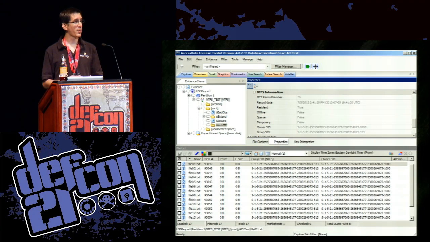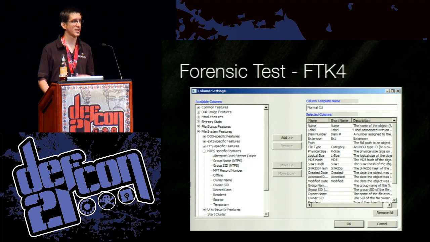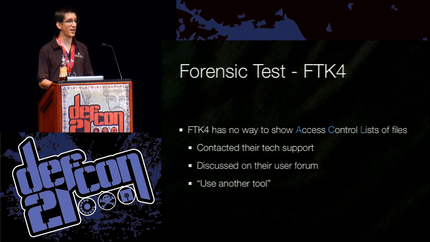So I started hunting and pecking all throughout the program, looking for where I could see the security permissions on the files listed in FTK. FTK lists a lot of different fields within NTFS that you're able to view. None of these are the access control lists. So I found that FTK4 has no way to show what permissions were set on a file. I contacted their tech support and discussed the issue with them, and they assured me that there was no way. I discussed it on their user forum, asking if anybody knew of a way to see which users had permissions on the files being analyzed in FTK4, and the consensus was to use another tool. So FTK4 cannot do it.